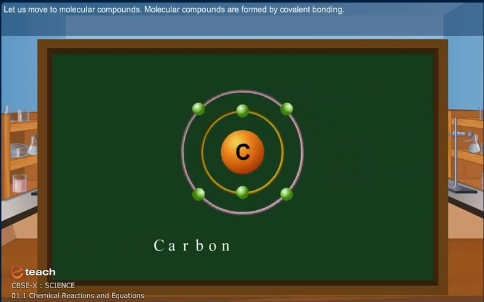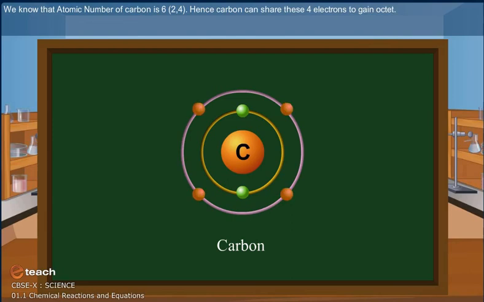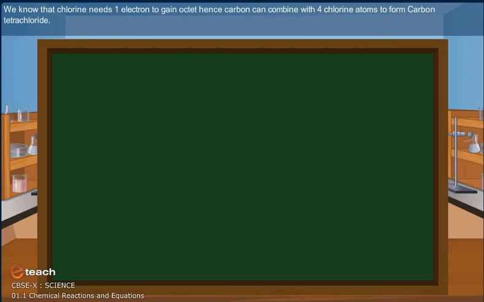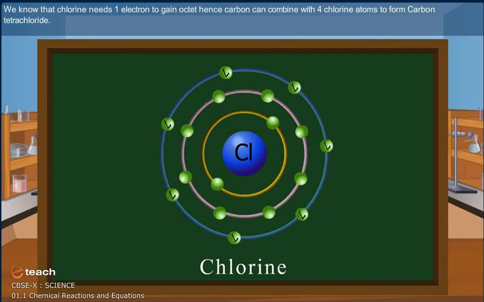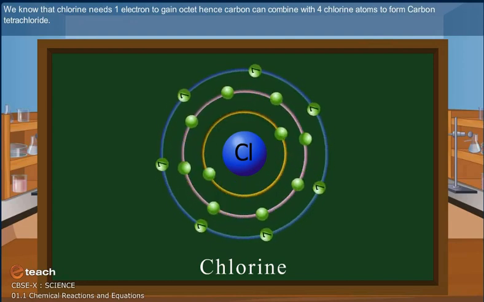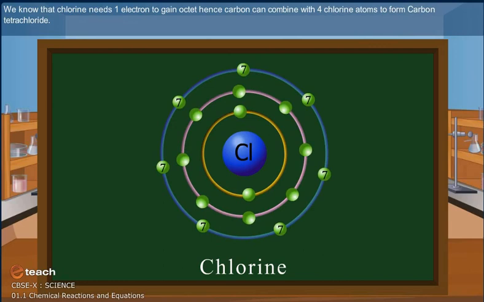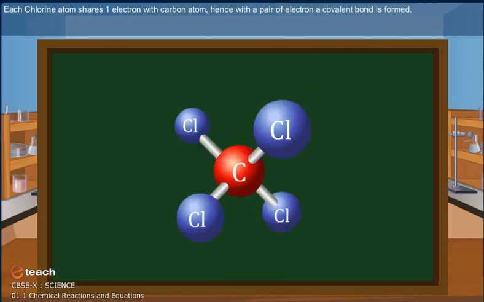Let us move to the molecular compound. Molecular compounds are formed by covalent bonding. We know that the atomic number of carbon is 6. Hence, carbon can share these 4 electrons to gain octet. We know that chlorine needs 1 electron to gain octet. Hence, carbon can combine with 4 chlorine atoms to form carbon tetrachloride. Each chlorine atom shares 1 electron with the carbon atom. Hence, with a pair of electrons, a covalent bond is formed.